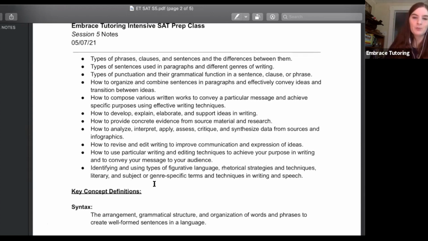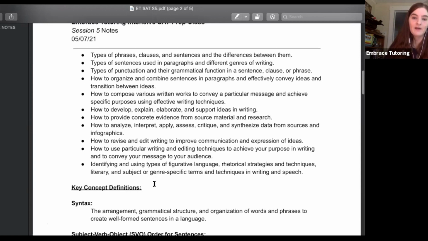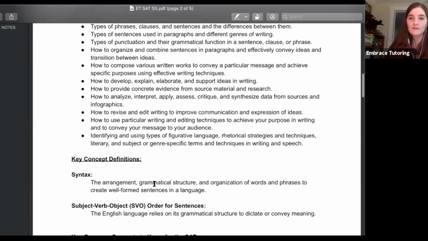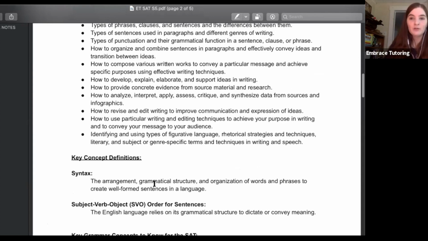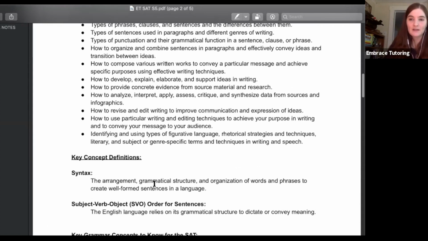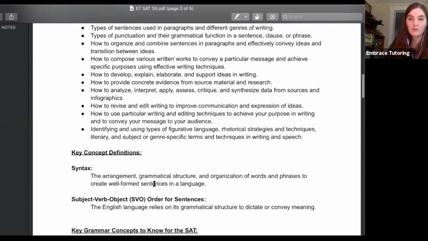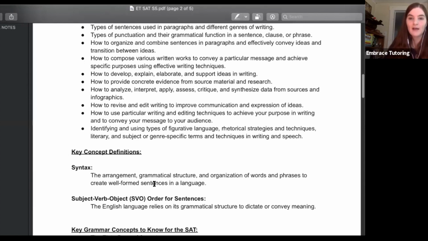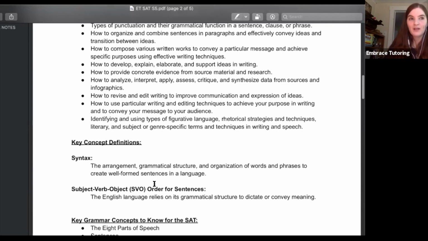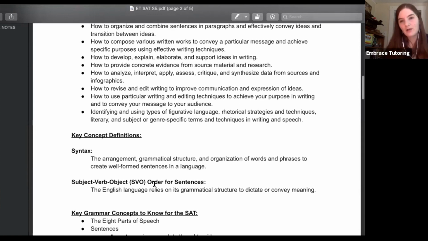How to analyze, interpret, apply, assess, critique, and synthesize data from sources and infographics. Everything you've been doing on the reading test and the writing and language test to date is dealing with information and processing it and how to apply it and think about it, and then convey information to other people about it, or ideas to other people about it.